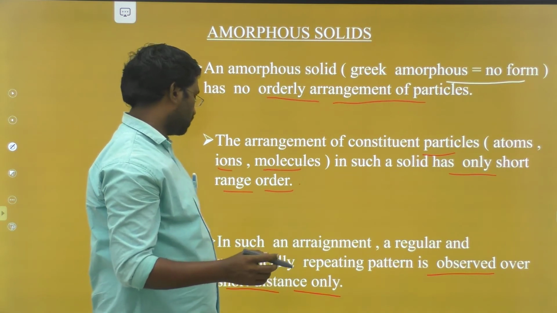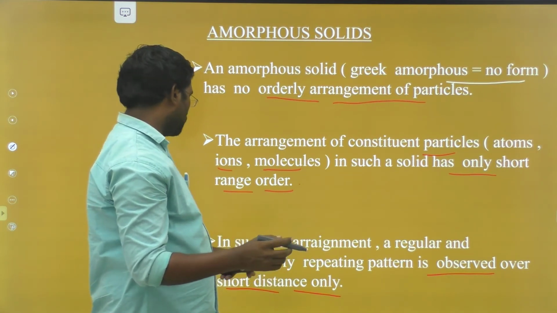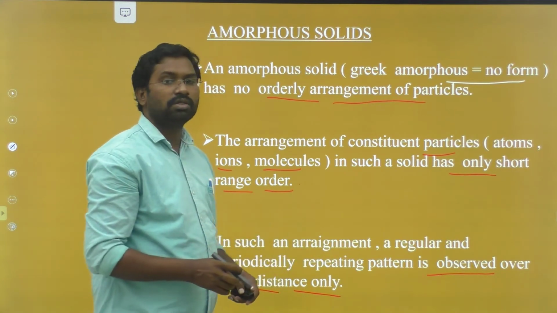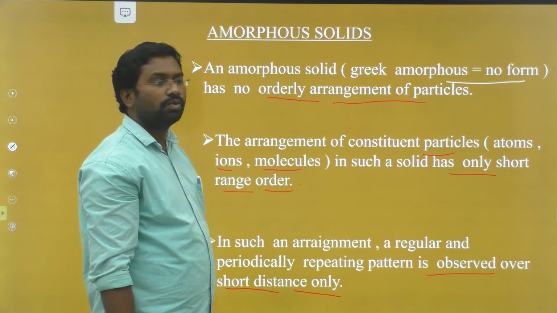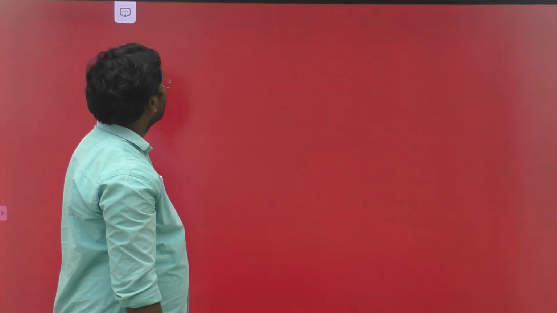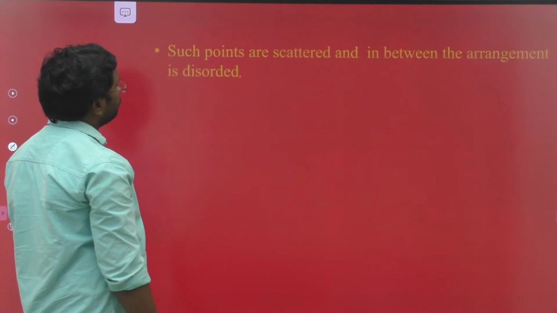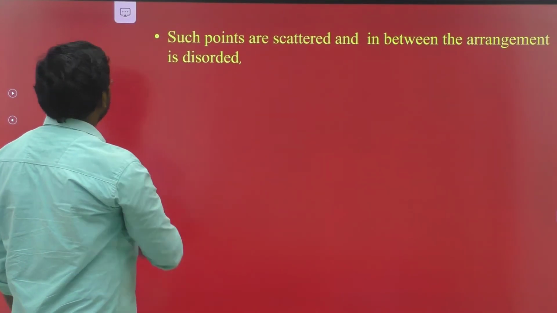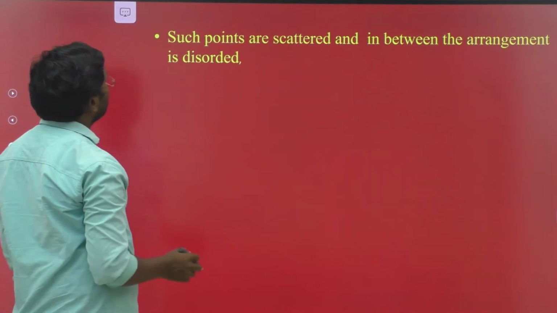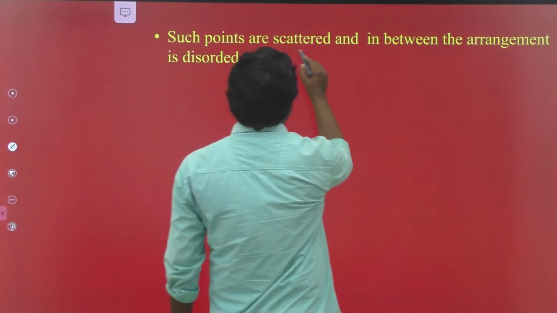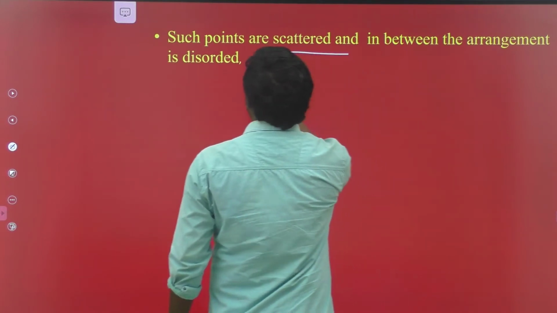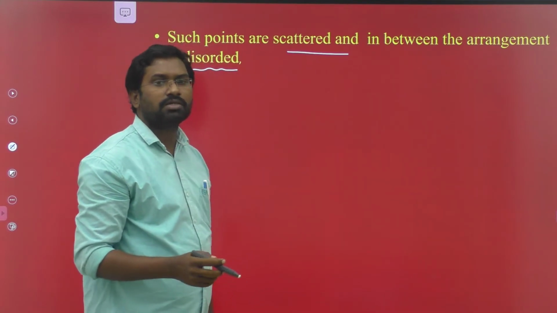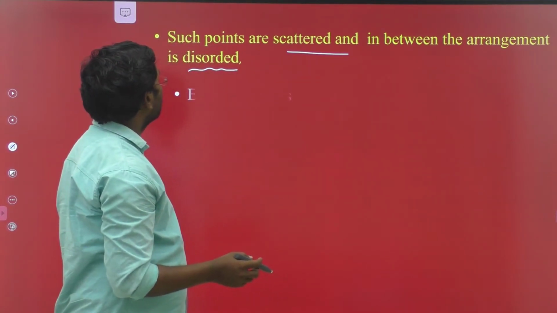In case of the amorphous solids, a regular and periodically repeating pattern is observed over short distance only. That's why these amorphous solids have short range order. And the next property: such points are scattered and in between the arrangement is disordered. So this is regarding the amorphous solid. The constituent particles in amorphous solids are arranged in a disordered manner.